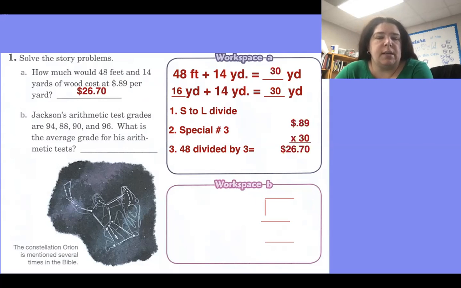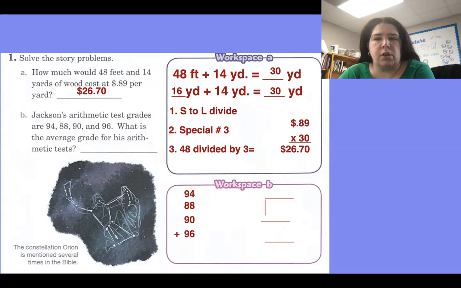Jackson's arithmetic test grades are 94, 88, 90, and 96. Very good, Jackson. Hope your grades are just as good. So these are his grades. What is the average grade for his arithmetic test? The average grade. What do you need to do to find the average? Excellent. You add them up. So let's add those numbers, and then we're going to divide. So we're going to take 94 plus 88 plus 90 plus 96.